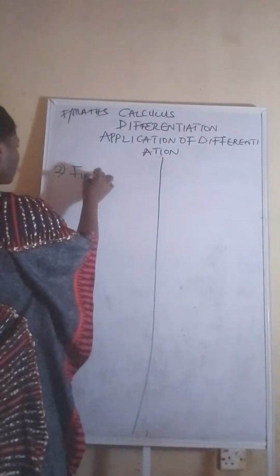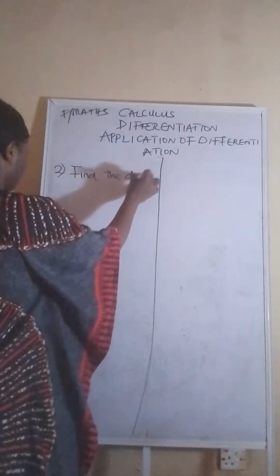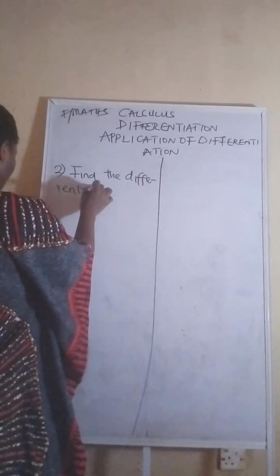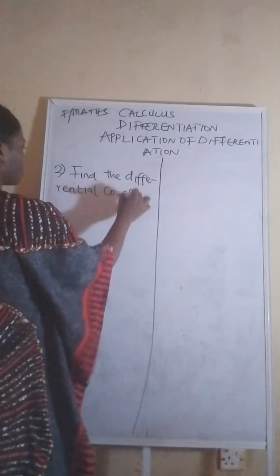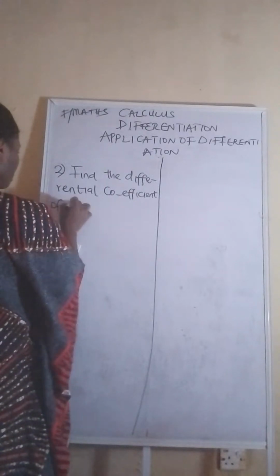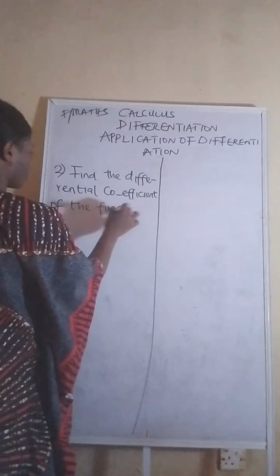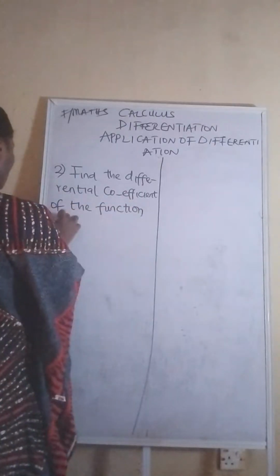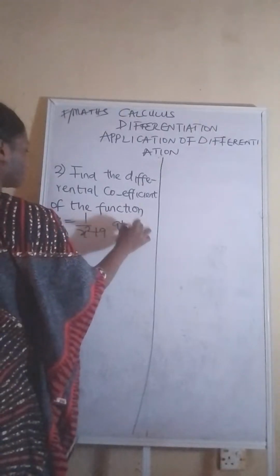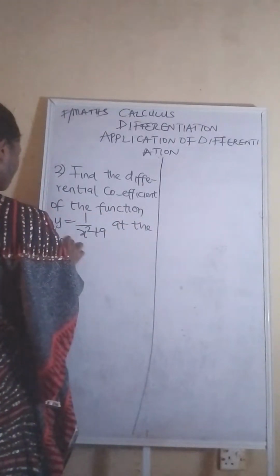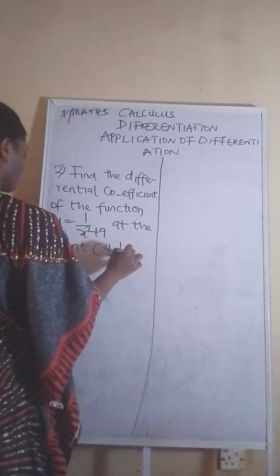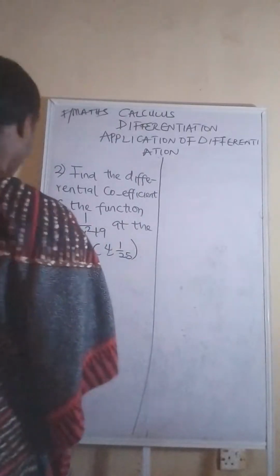Find the differential coefficients of the function y equals 1 over x squared plus 9 at the points 4, 1 over 25. Alright, so now let's solve this question.